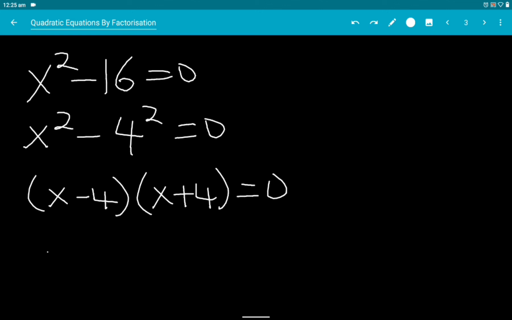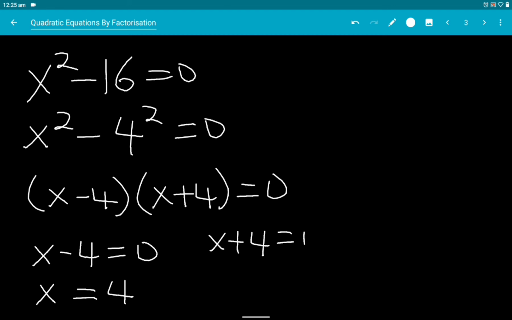So our first answer is going to be x minus 4 is equal to 0, and therefore x is equal to positive 4. Or we have x plus 4 is equal to 0, and then x is therefore equal to negative 4 as our answer. Let's see whether that is true.